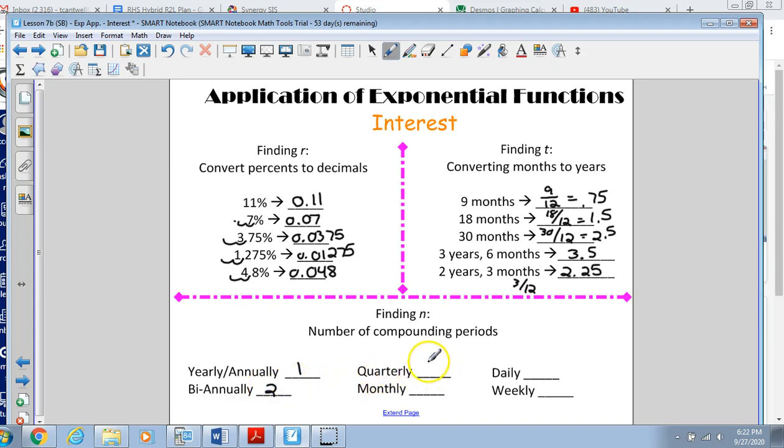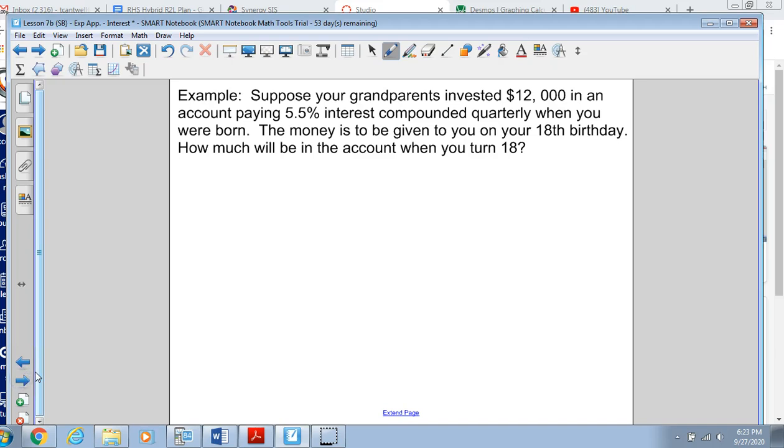Quarterly, so every quarter, would be 4 times per year. Monthly, 12 times per year. Daily, 365 times a year. If we did it weekly, that would be 52 times per year. Okay, now let's work out a few problems.